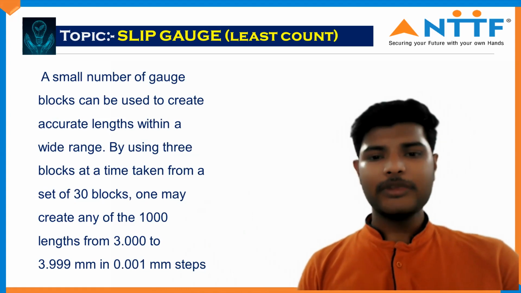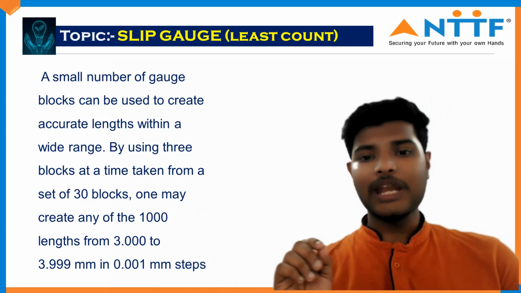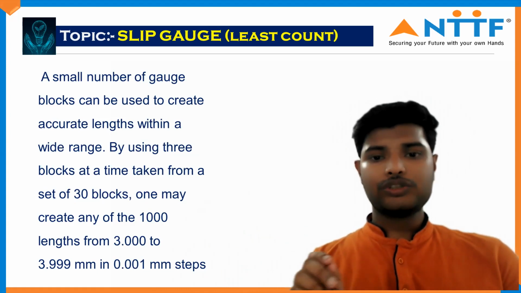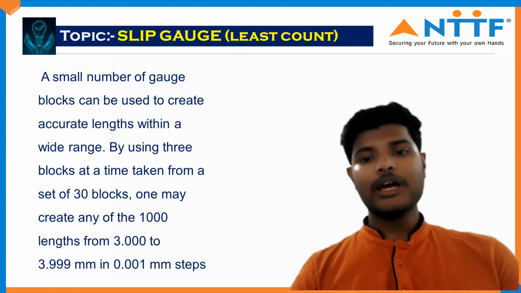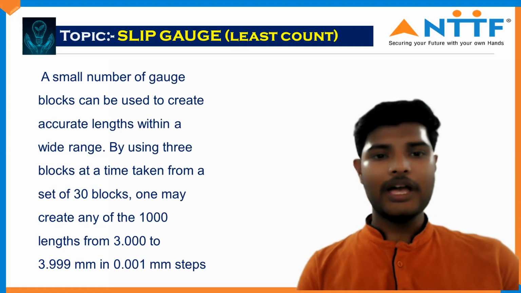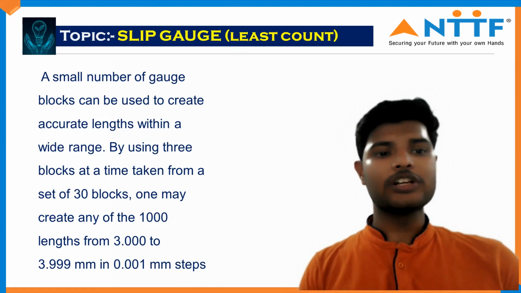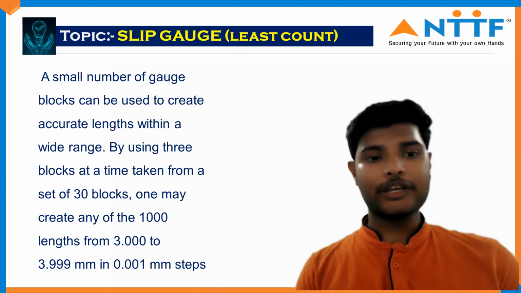For a 10 mm, if you check a 10 slip gauge, it will show you 9.999 or else 10.001. So this is the least count, and this is a precise length measuring instrument. As I have written here, I'll read it accordingly: a small number of gauge blocks can be used to create accurate length.